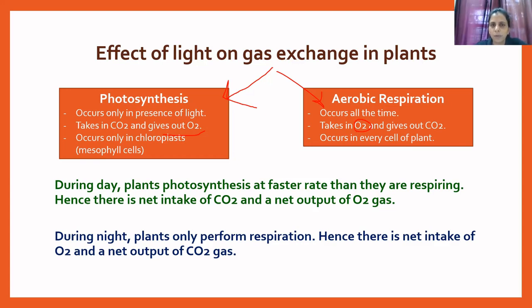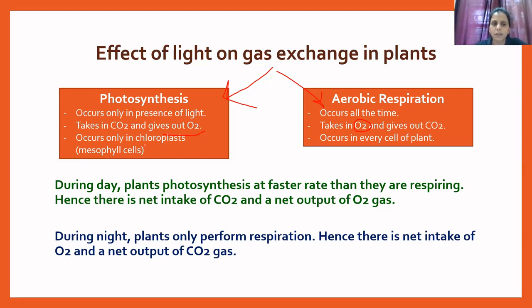respiration. A third very important difference between these two is that photosynthesis only takes place in an organelle called the chloroplast, and chloroplasts are present only in mesophyll cells and guard cells, which surround the stomata in the lower epidermis of the leaf. So photosynthesis takes place only in mesophyll cells and guard cells of the plant, but aerobic respiration takes place in every cell of a plant, because aerobic respiration occurs in mitochondria, and mitochondria are cell organelles present in every cell of the plant. So these three are the differences between photosynthesis and aerobic respiration.